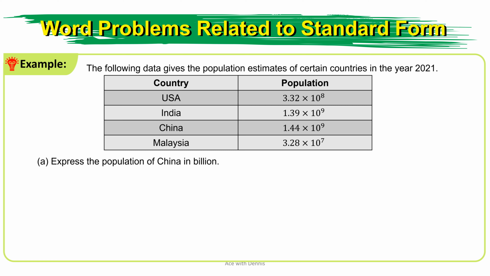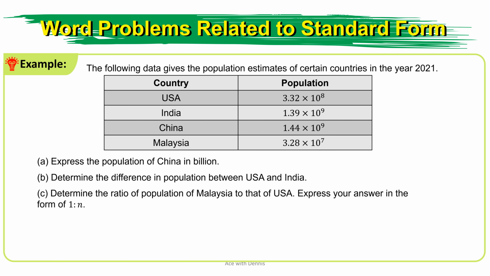A. Express the population of China in billion. B. Determine the difference in population between USA and India. C. Determine the ratio of population of Malaysia to that of USA. Express your answer in the form of 1 to n. Here is the solution. For A, the population of China is given 1.44 times 10 to the power of 9, which is 1.44 billion.